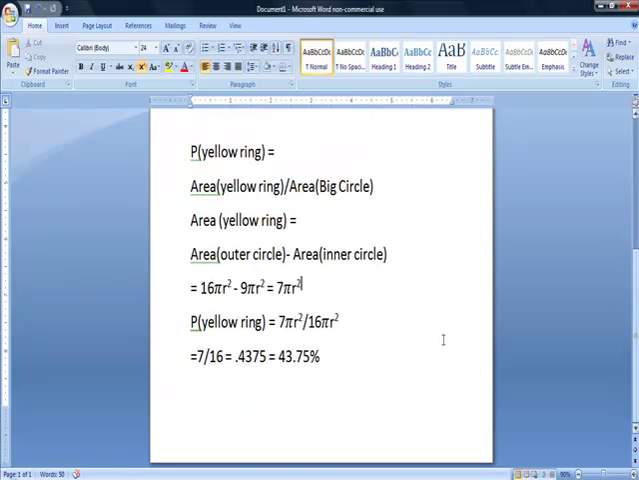Okay, so the probability of getting in the yellow ring is that 7 pi r squared divided by the area of the whole region, which is 16 pi r squared, which is 7/16, or 0.4375, or 43.75%.